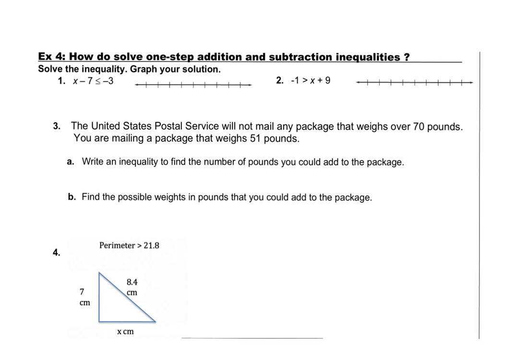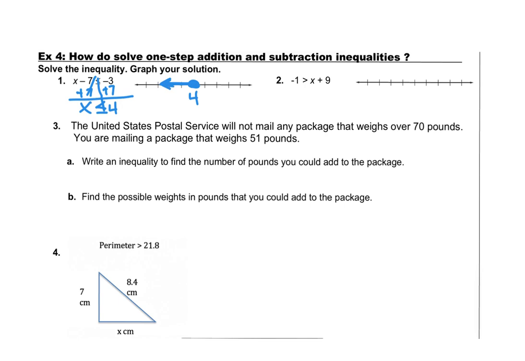Example 4, how do I solve one-step addition and subtraction inequalities? We're going to solve these just like we did equations. We're going to start by drawing our line down, and we're isolating the variable. So to undo the minus 7, I would be adding 7 to each side. What you do to one side, you have to do to the other. And you're going to have X is less than or equal to 4. To graph that, we'd have our 4, and because it's less than or equal to, we're going to have a solid dot, and then we would be going to the left.